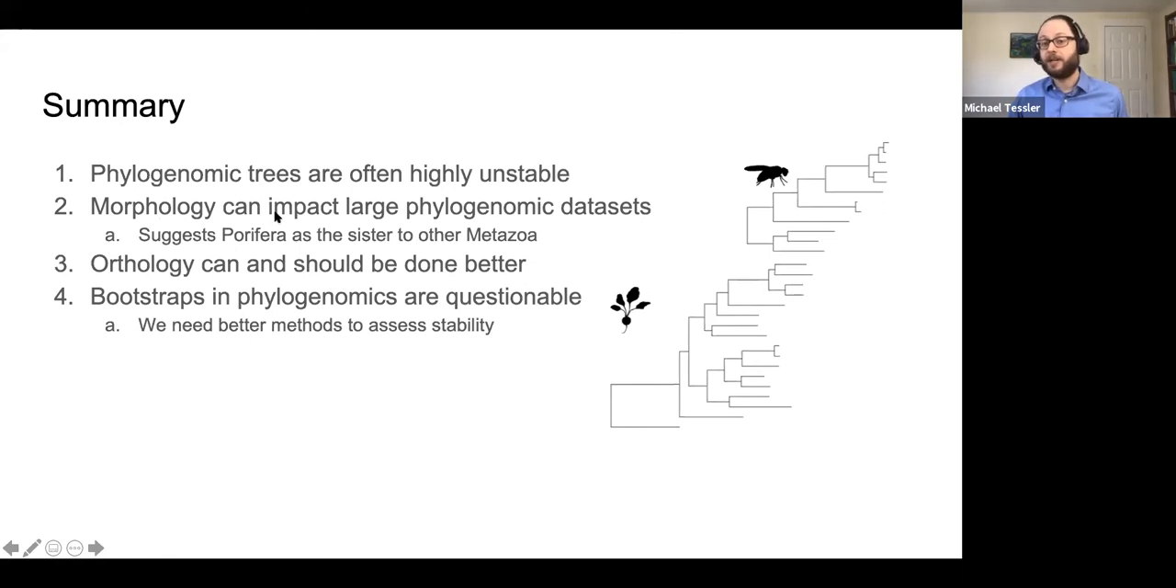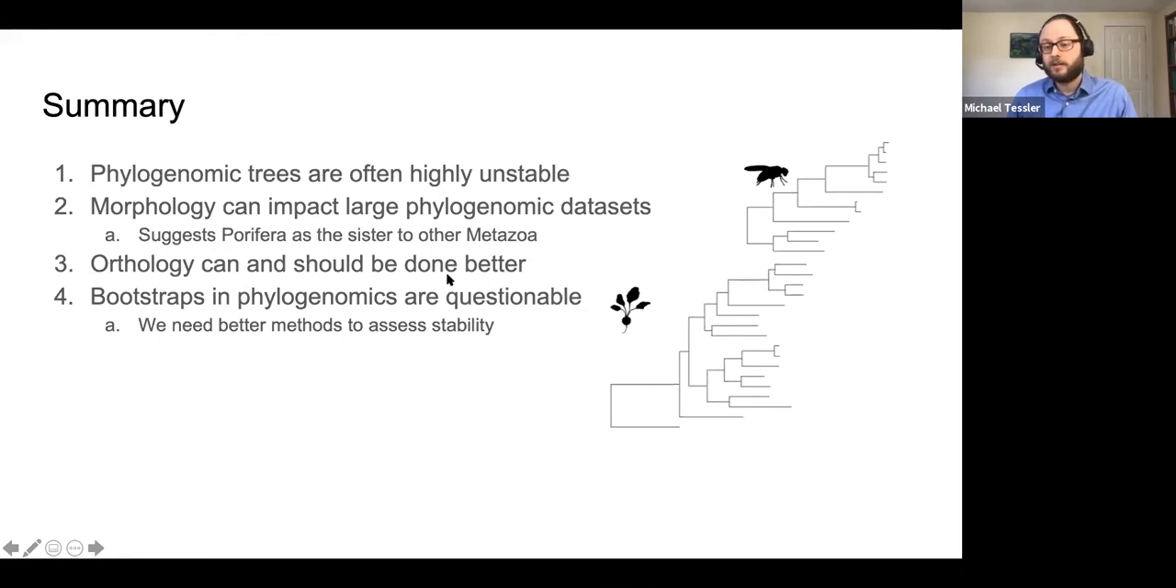So I wouldn't say we're done with this question at all, but I do think morphology is helping to add a piece of the puzzle that really wasn't there and really is an important data source, given that we know a lot about morphology and have spent a long time learning about it and coming up with characters that are really important to animal evolution, plant evolution, microbial evolution, whatever it might be.